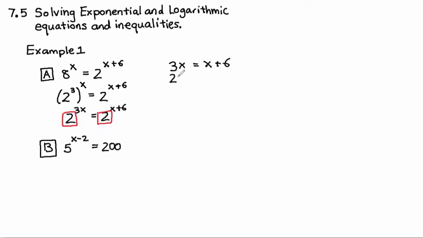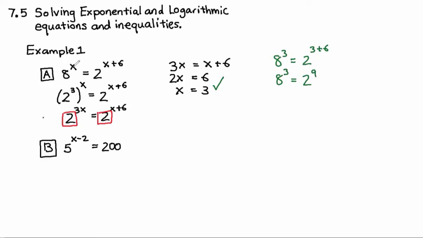Subtract x, we get 2x equals 6. Divide by 2, x equals 3. Now we have a solution. So, okay, let's go ahead and check that solution to make sure that it all works. So I'm going to put 3 into this, and I get 8 to the third power equals 2 to the 3 plus 6. So now the question is, is 8 to the third power the same thing as 2 to the 9th power? That's what we want to answer. Yes. So we have found the solution.